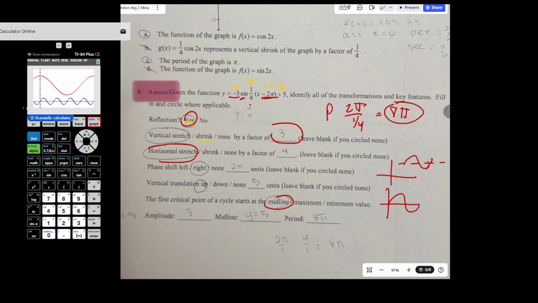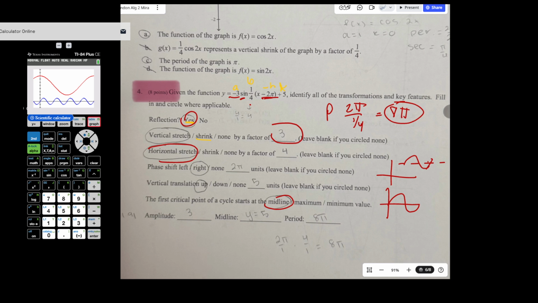Now, it's probably not worth using your calculator to do this one, but it does give you the ability to visually estimate some of these things. Yes, it's definitely been vertically stretched. Yes, it's definitely been horizontally stretched. The phase shift, I can see there is one because the red line is no longer starting at the midline, which a phase shift will do.